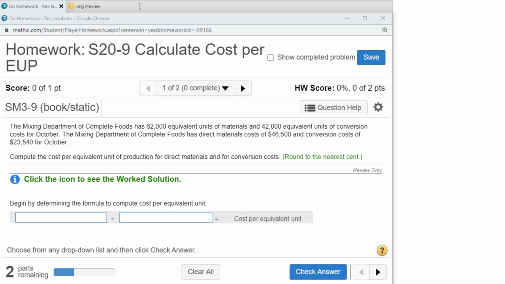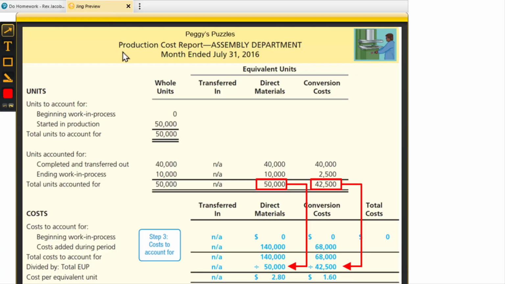Short exercise 20-9. We're going to calculate the cost per EUP, and EUP stands for equivalent unit of production. So going back to our slides, here's a production cost report for Peggy's Puzzles. This is the assembly department, where they assemble the puzzles. They take the picture of the puzzle, they apply glue, and they stamp it onto cardboard.